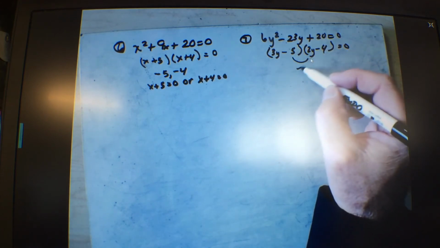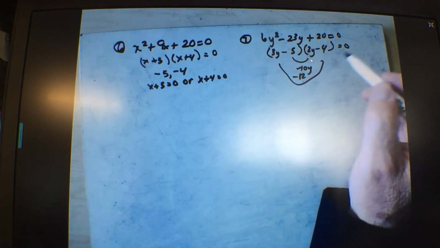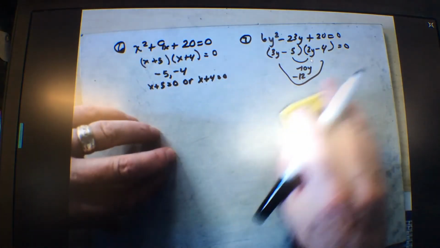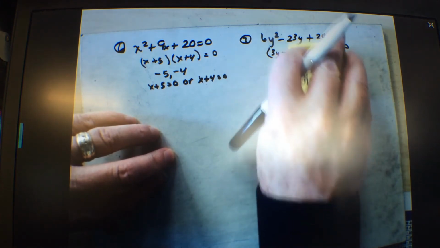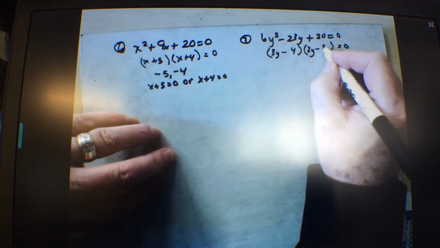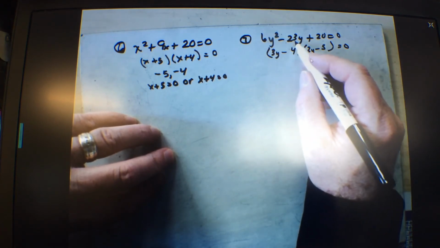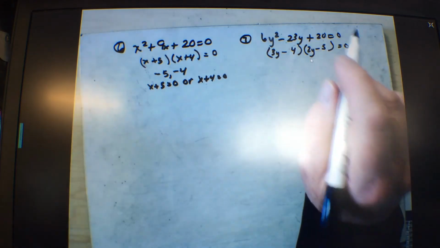Let's check it, negative 10y and a negative 12y. That's not gonna work. What if we switch the 5 and the 4 around? Will that make a difference? Yes. It sure will. Let's put 4 here and 5 here. Negative 8 and a negative 15, that is a negative 23.